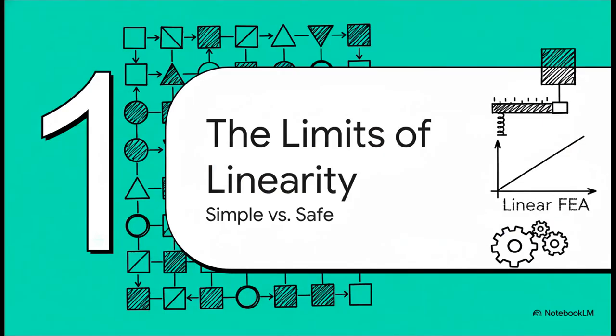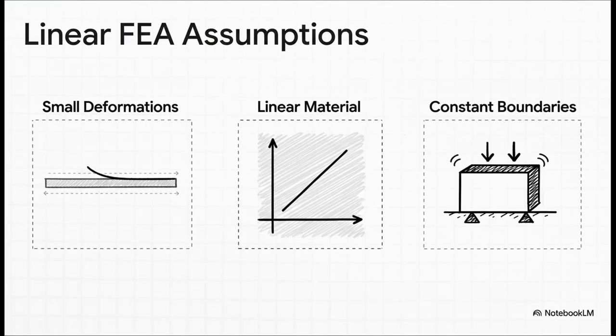Okay, first things first. Before we can break the rules, we have to know what they are. To really get when to go nonlinear, we've got to be absolutely crystal clear on the assumptions that make linear FEA work in the first place, the very things that make it so fast and simple. So linear analysis really stands on three main pillars.